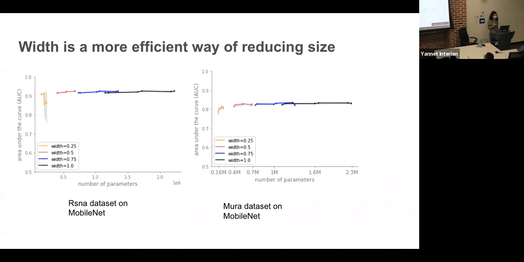One thing that is very clear from here is that reducing the width is more efficient at reducing the size of the network itself, right? And also, if you look at it here, you realize that maybe a smaller width is a little bit too much. You start losing performance, but maybe the width at 0.5 actually is pretty good. I don't know if you agree with me there, but these are two different data sets. And the third data set looks kind of similar to this.